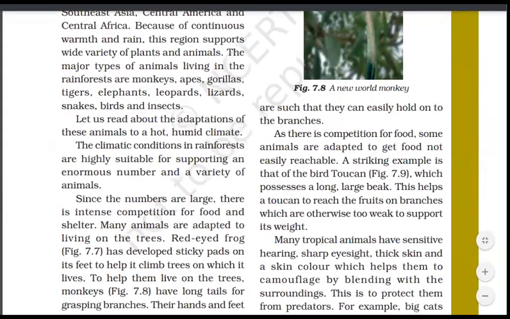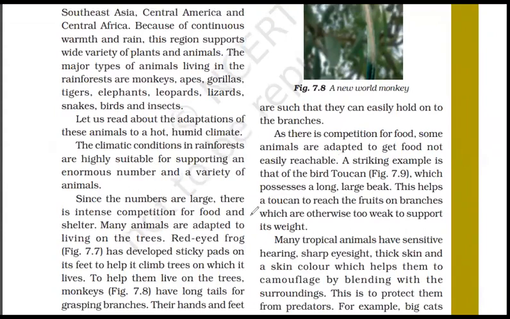Okay, so you have to remember about these animals. For example, the red-eyed frog has developed sticky pads on its feet to climb trees, because this red-eyed frog lives on trees instead of living in a pond. So these are questions that can be asked. Then there's a bird called the toucan, which has a long, large beak.